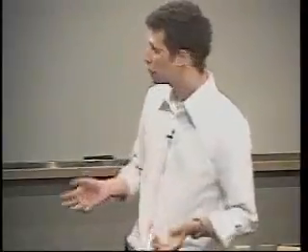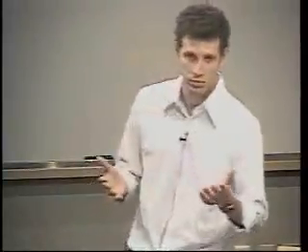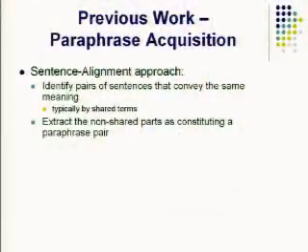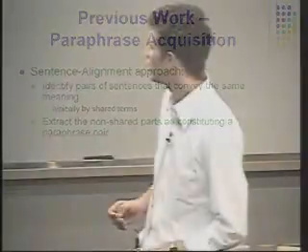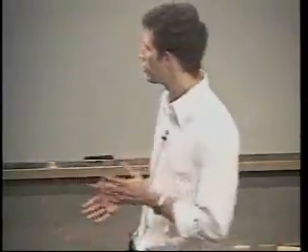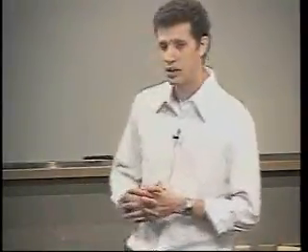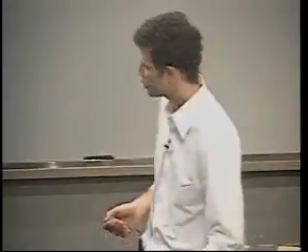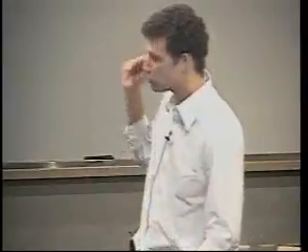So how did people learn? Well, people were working on paraphrases until now, and entailment rules are something new. So how did people do paraphrase acquisition so far? The dominant approach was to use sentence alignment. The idea is to find two sentences that more or less convey the same meaning, usually based on finding shared lexical elements. And then the non-shared parts are extracted as the templates that paraphrase.